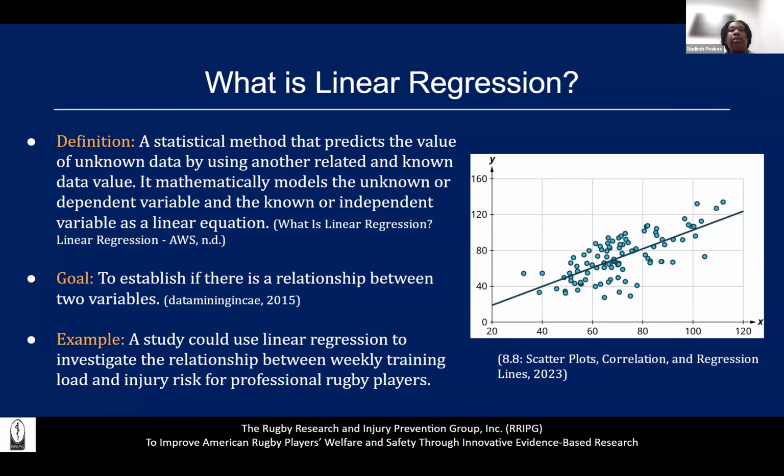So an example of linear regression could be a study used to investigate the relationship between weekly training load and injury risk for professional rugby players. The weekly training load could be referred to as the independent variable, and the injury risk for professional rugby players can be referred to as the dependent variable. In this plot to your right, there is an example of a linear regression model plot, and I will get into the specificities of the plot in a future slide.